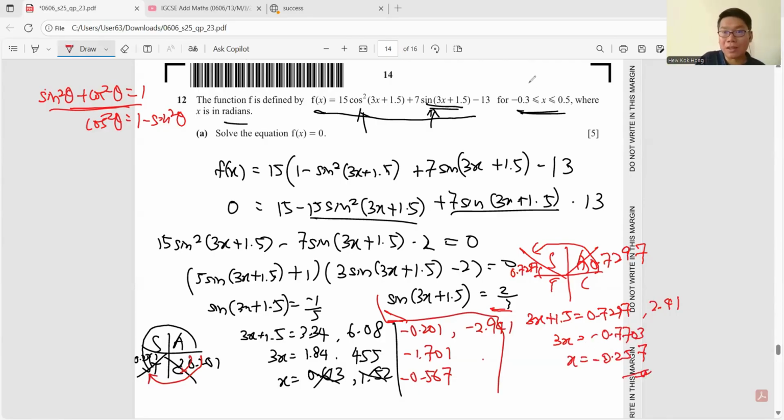Okay, finally have one answer that fulfills the criteria. 2.41 minus 1.5, 0.303. This also fulfills the criteria. So at last, I only have two answers, which is this and this.